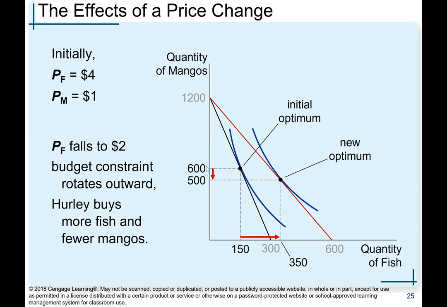This fellow is consuming fewer mangoes, from 600 to 500, because mangoes are inferior, but consuming more fish, from 150 to 300, because fish is a normal good. So here, the price falls to $2, the budget constraint rotates outward, and Harley buys more fish and fewer mangoes.